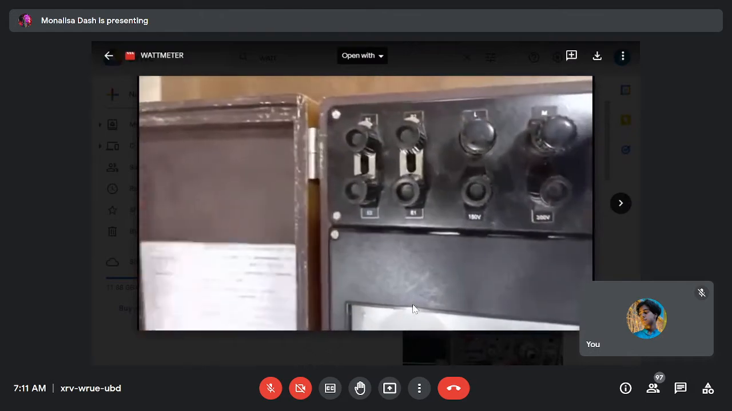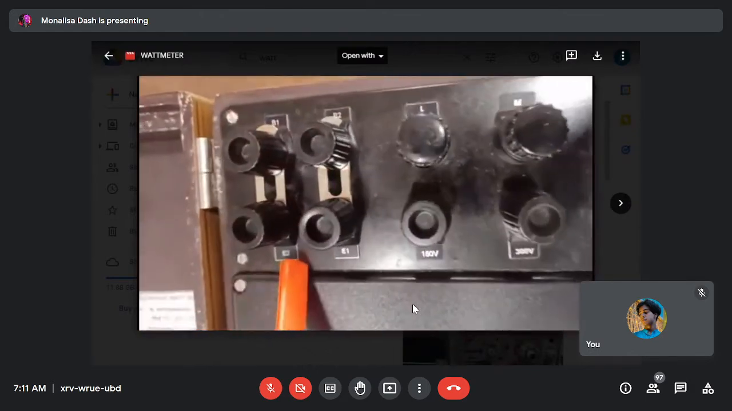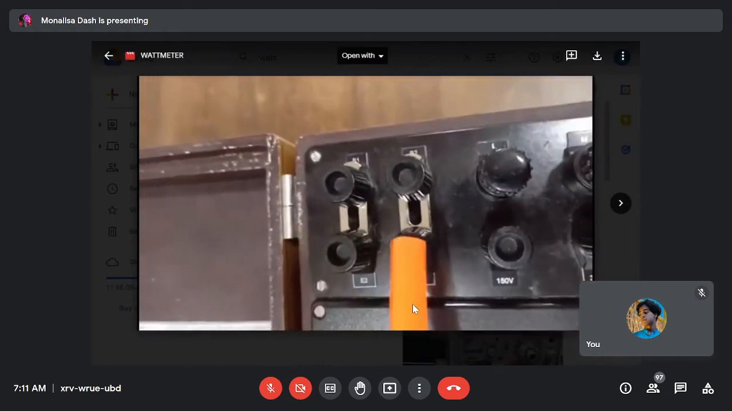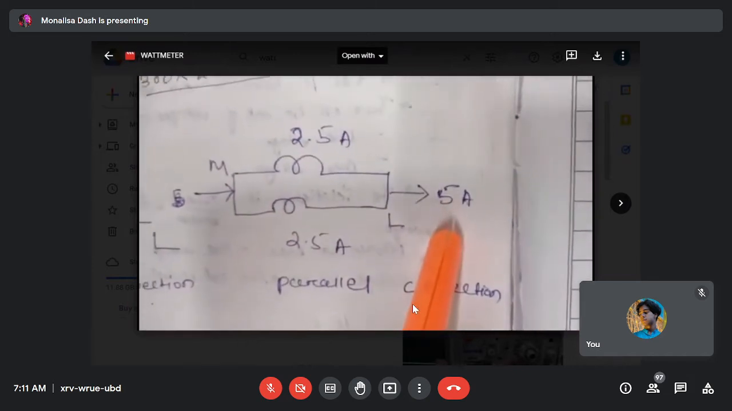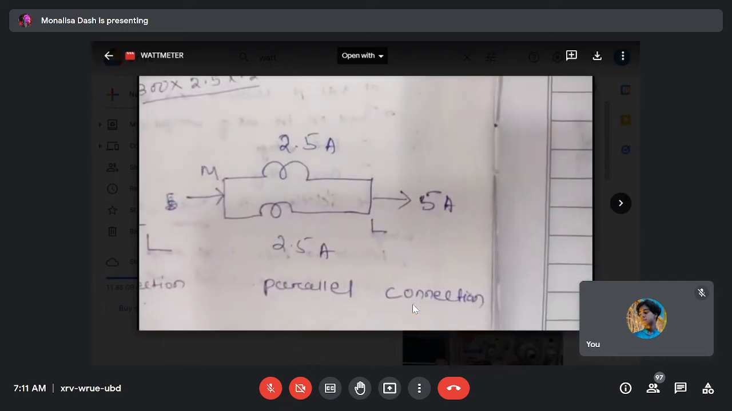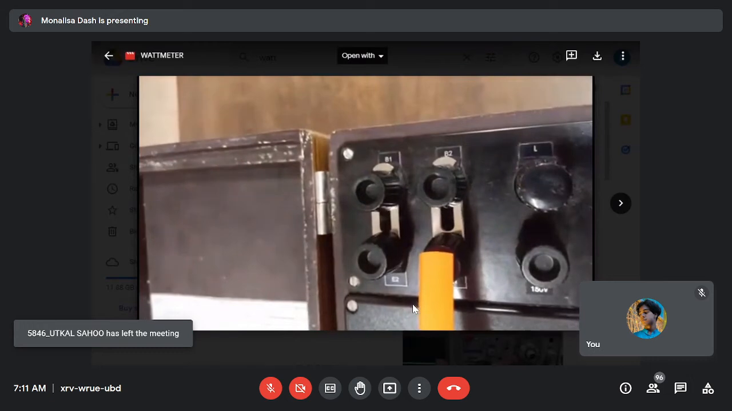Now students, you see B1, B2, B1 to E2, B2 to E1 connected in parallel according to our diagram. When connected in parallel, the total current we are getting is 5 ampere. So this is for the current setting in the wattmeter.